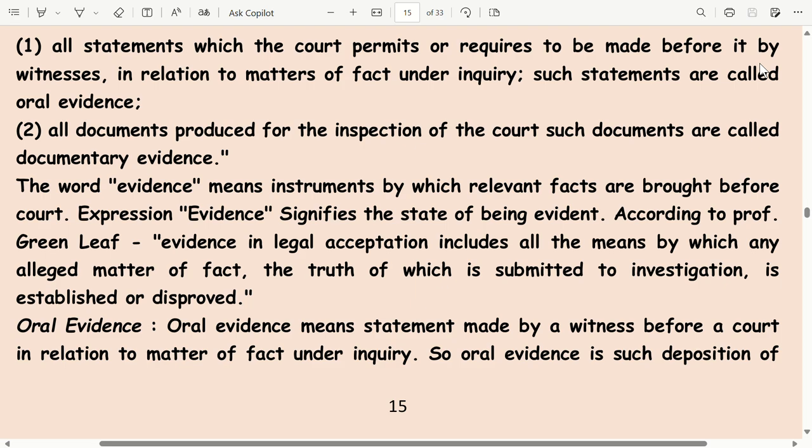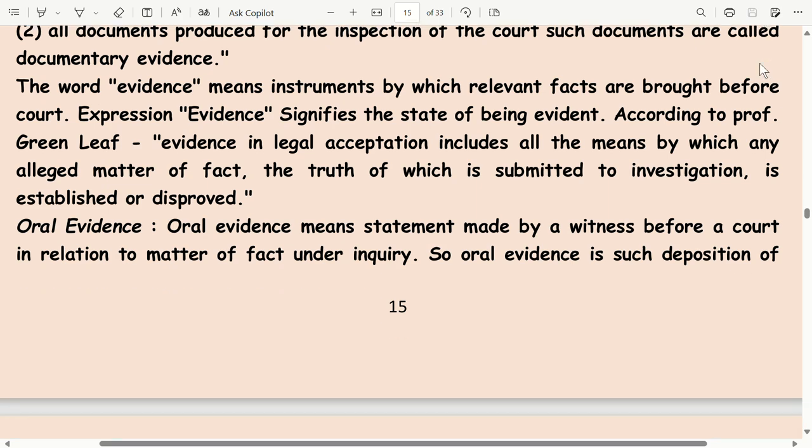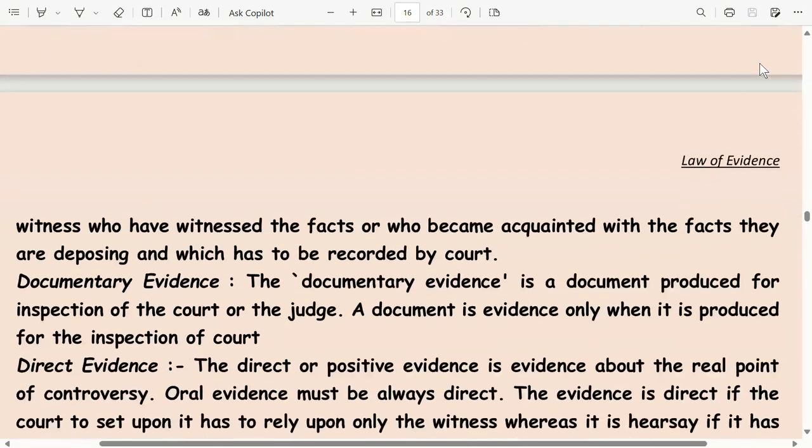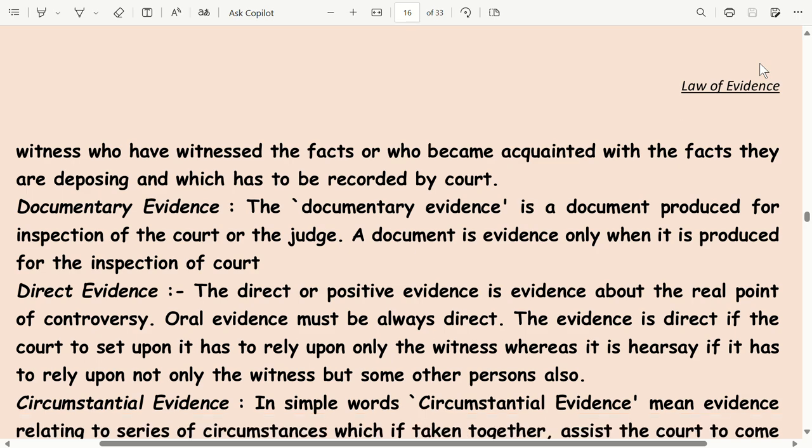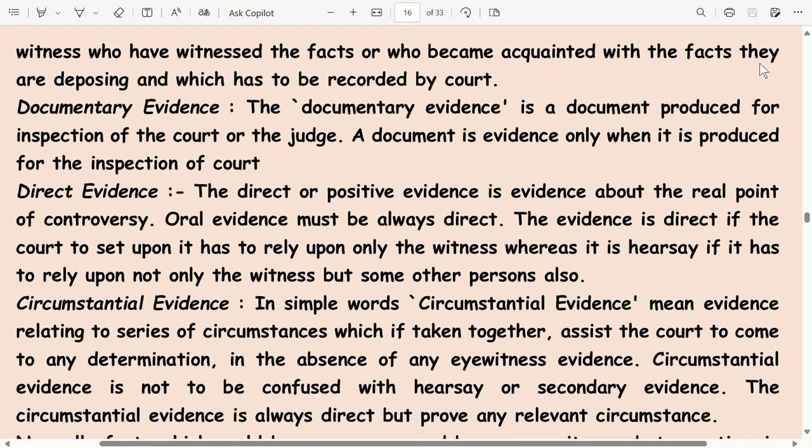Oral evidence. Oral evidence means statements made by a witness before a court in relation to matters of fact under inquiry. So, oral evidence is the deposition of a witness who has witnessed the facts or who became acquainted with the facts they are deposing, and which has to be recorded by the court. Documentary evidence. Documentary evidence is a document produced for inspection of the court or the judge. A document is evidence only when it is produced for the inspection of the court.